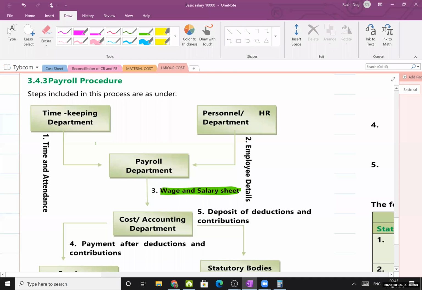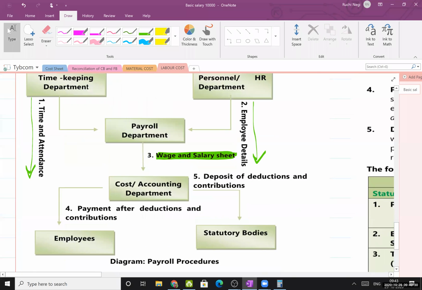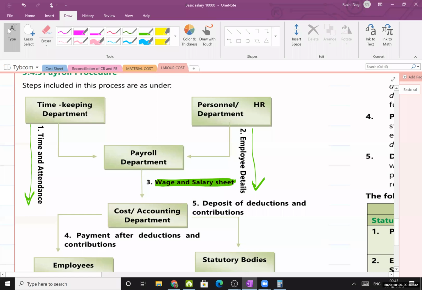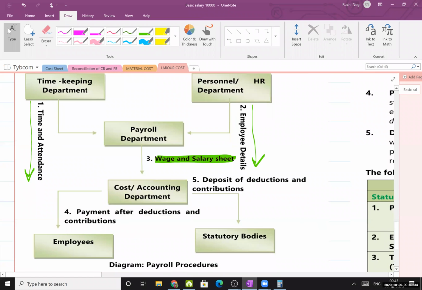So इसका basis क्या है? दोनों payroll department को information कहाँ से मिलता है? Time keeping department से and personnel department से, obviously. पर्सनल डिपार्टमेंट उनको क्या इन्फॉर्मेशन देता है? इट गिव्स द इंफॉर्मेशन अबाउट डिटेल्स ऑफ द एम्प्लॉइज. एंड टाइम कीपिंग डिपार्टमेंट क्या इन्फॉर्मेशन देता है कि ये एम्प्लॉइज रोज टाइम पे आए कि नहीं, रोज प्रेजेंट है कि नहीं. ओके, सो दिस इंफॉर्मेशन इज गिवन टू द पेरोल डिपार्टमेंट. ओके.